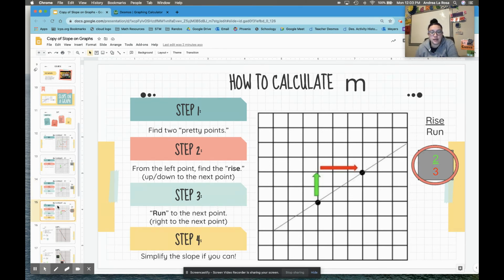And the fourth step is to simplify the slope if you can. Looking at that fraction 2/3, I can't simplify that anymore, so that means that's my final answer. If I would have gotten a number like 4/6, I could have simplified that. And I could have got that if I used different points. But for this situation, I get 2/3.